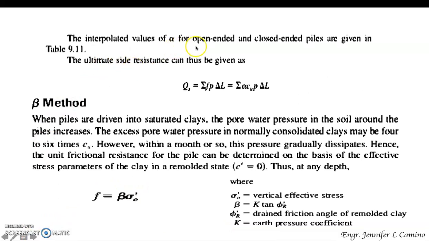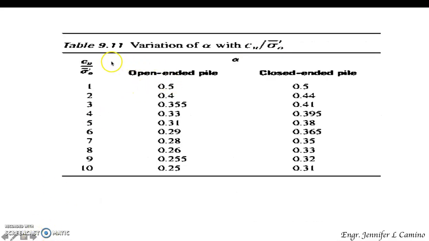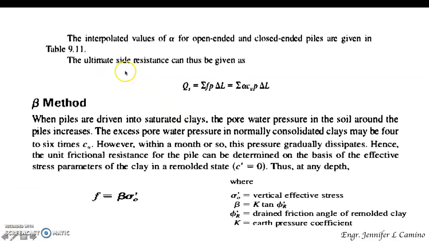The interpolated values for alpha for open-ended and closed-ended piles are given in a certain table, which is table 9.21. So we have here the value for alpha, with the value of C sub u over sigma sub O prime. And the ultimate resistance is given with this equation. So this is now the value for the skin resistance, which is equal to the summation of F sub p delta L, or summation of alpha C sub u P times delta L.